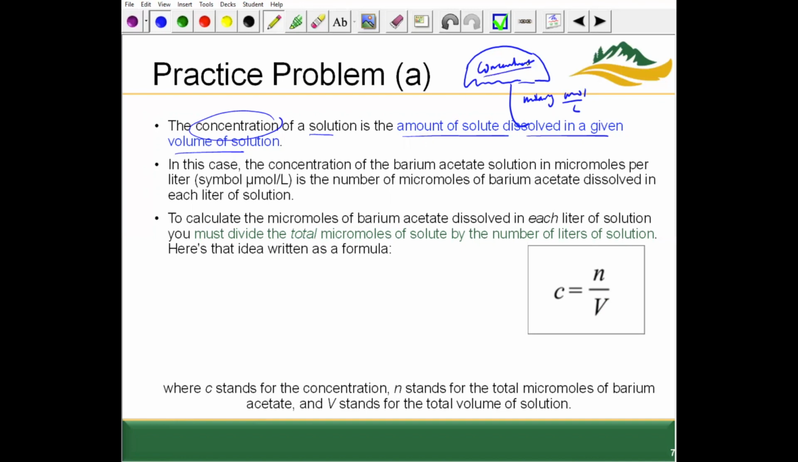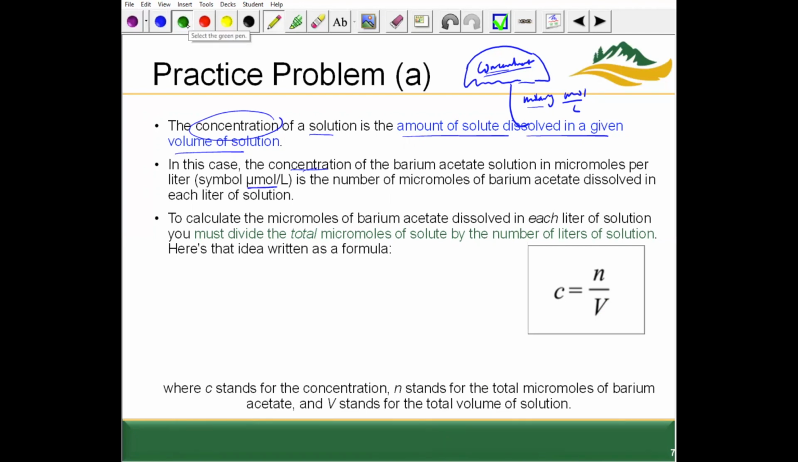Again, concentration could be in micromoles per liter, millimoles per deciliter, etc. So concentration is this broader umbrella term. Molarity is more specific. It's always moles per liter. So here in this practice problem, we're asked to give the concentration, not the molarity. So give the concentration in micromoles per liter.